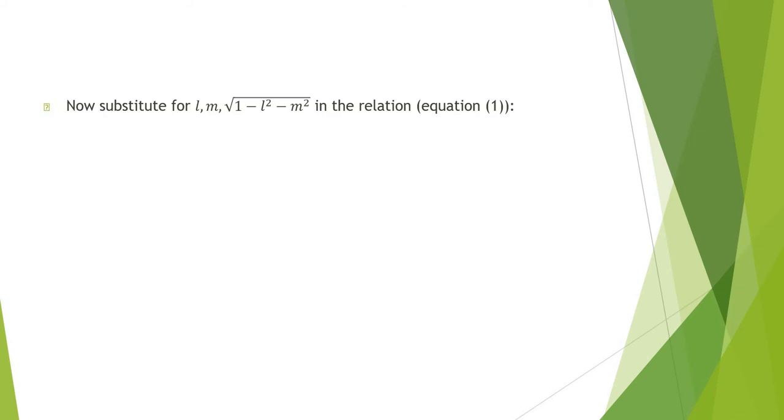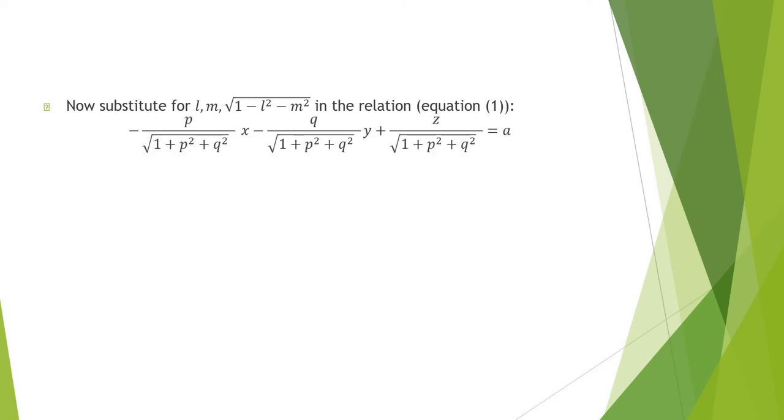Finally, we can substitute for L, M and square root of 1 minus L square minus M square in the original relation, equation 1. So that will give us minus Px divided by square root of 1 plus P square plus Q square minus Qy by square root of 1 plus P square plus Q square plus Z divided by square root of 1 plus P square plus Q square equal to A.